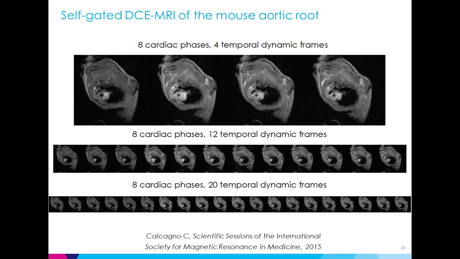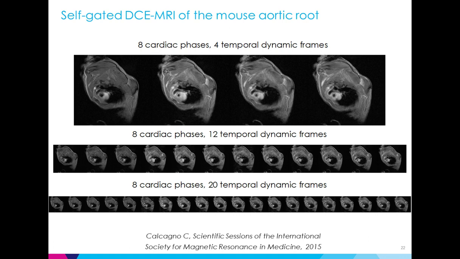I'm showing here a couple of examples of different kinds of reconstructions that can be performed from such an acquisition. Typically, this leads to a lot of flexibility in terms of the number of cardiac phases that can be reconstructed and the number of temporal dynamic frames that can be reconstructed. I'm showing here an example of images acquired with 8 cardiac phases and only 4 temporal dynamic frames.